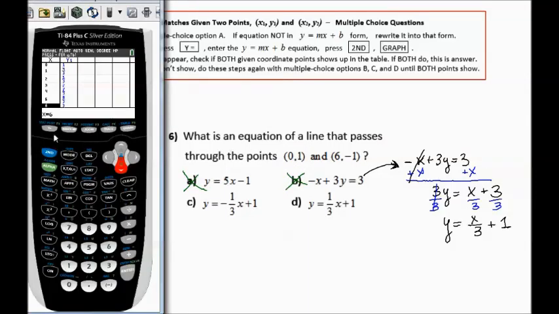You can go to option C, try that one, clear it out, and you enter negative the fraction 1/3. Then you put an x. Please don't forget to put the x, that's very important. Plus 1, second table. Let's see if you find those matching points. 0 is with 1 like I need it. 6 is with a negative 1 also the way I need it, so I can select option C.